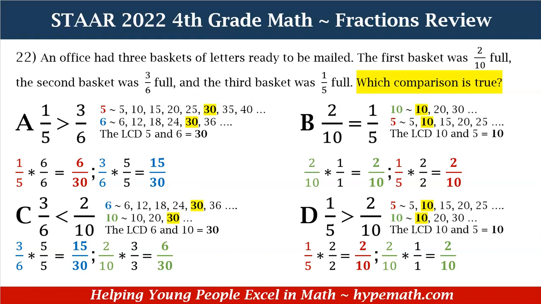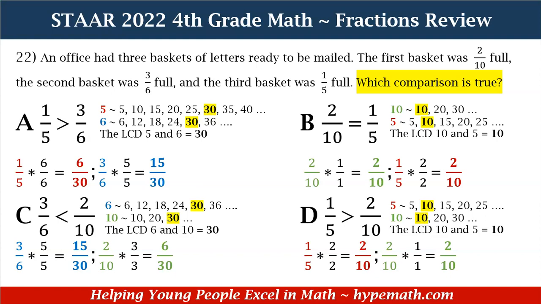All right, so we have 30 is our LCD. So now I can find my equivalent fractions. For 1/5, it's equal to 6 over 30. And 3/6 is 15 over 30. Now let's look at B.